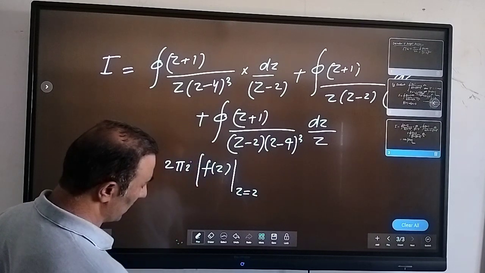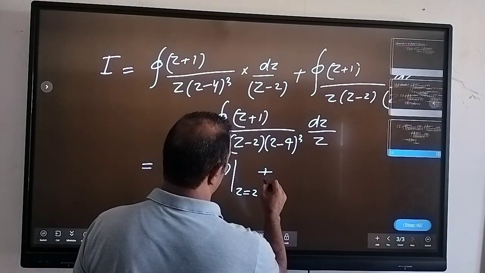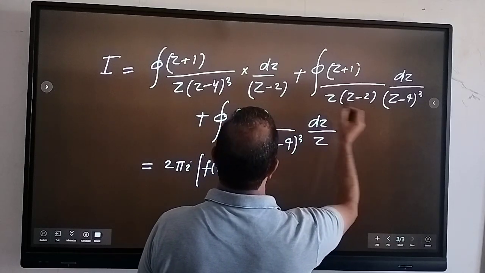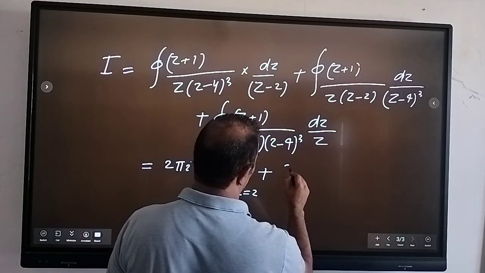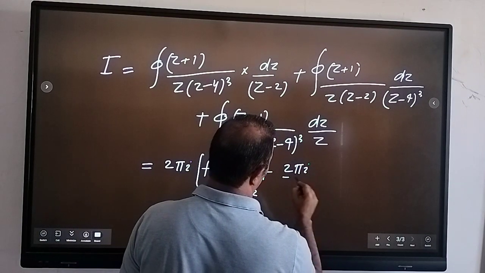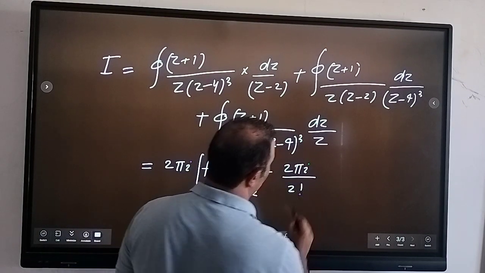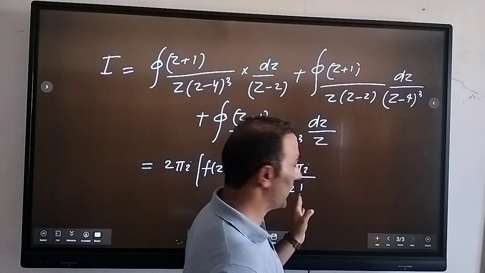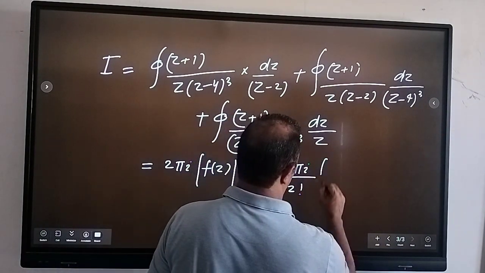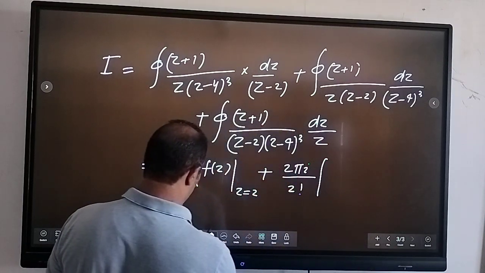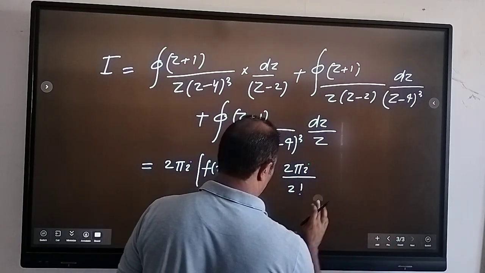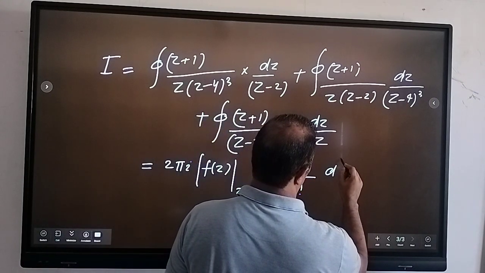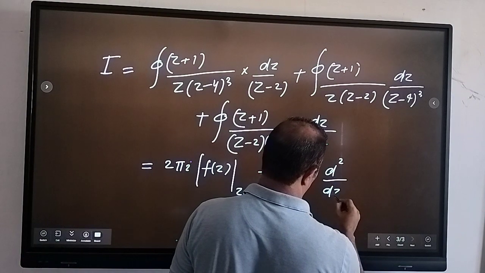This will be the first integral, and similarly the second will come from here. Because we have (z minus 4) cube, that will be equal to 2 pi i by 2 factorial. Why? Because this can be written as 2 plus 1. So this is 2 pi i by 2 factorial, and now you write this: d squared by dz squared.